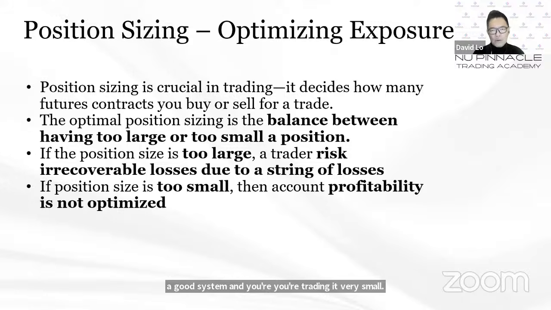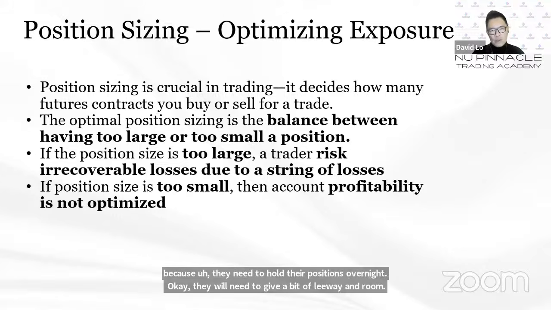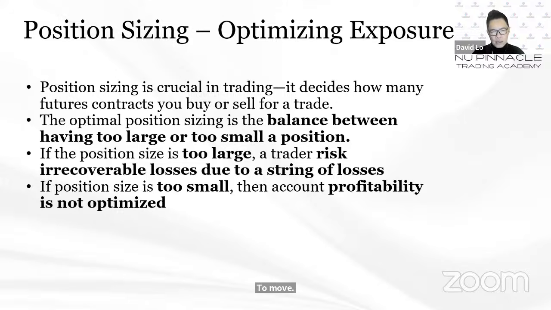So the rule of thumb in terms of risk that you take is, as we said just now, between 1 to 2% if you're conservative. If you are more aggressive, or you give a bit more leeway, perhaps 3 to 5%. Later we'll see that swing traders, because they need to hold their positions overnight, will need to give a bit of leeway and room to move. So they probably trade between 3 to 5% of risk against their total balance size.